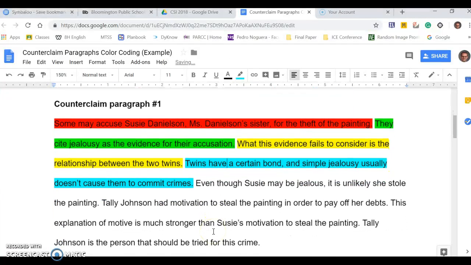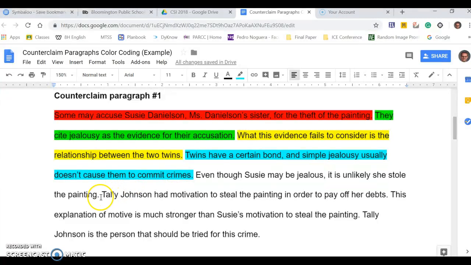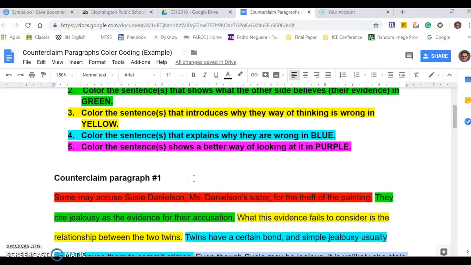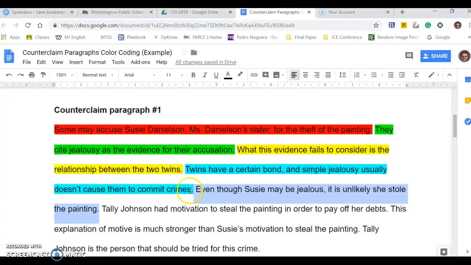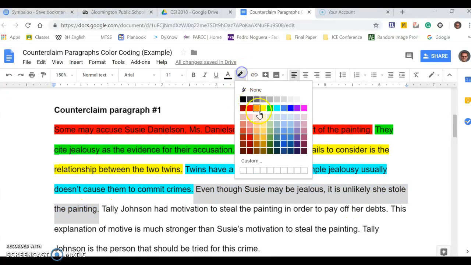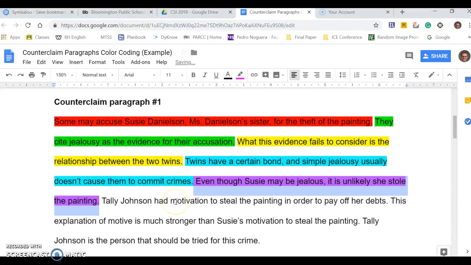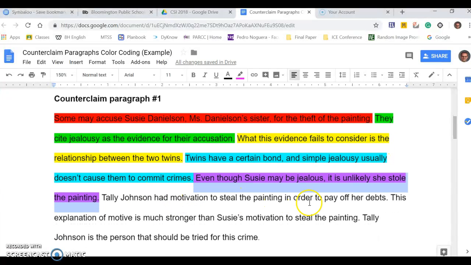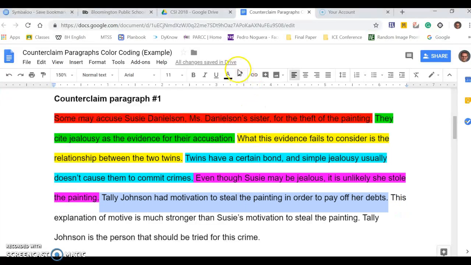Next one says, even though Susie may be jealous, it's unlikely she stole the painting. So this sounds like it's getting to that other part where we are saying that better way of thinking, that she couldn't have done it because it's unlikely she stole the painting. So I'm going to color code that one purple. Next sentence says, Tally Johnson had motivation to steal the painting in order to pay off her debts. So again, it's more explanation of the better way of thinking. Tally Johnson is the one that we should be looking at.